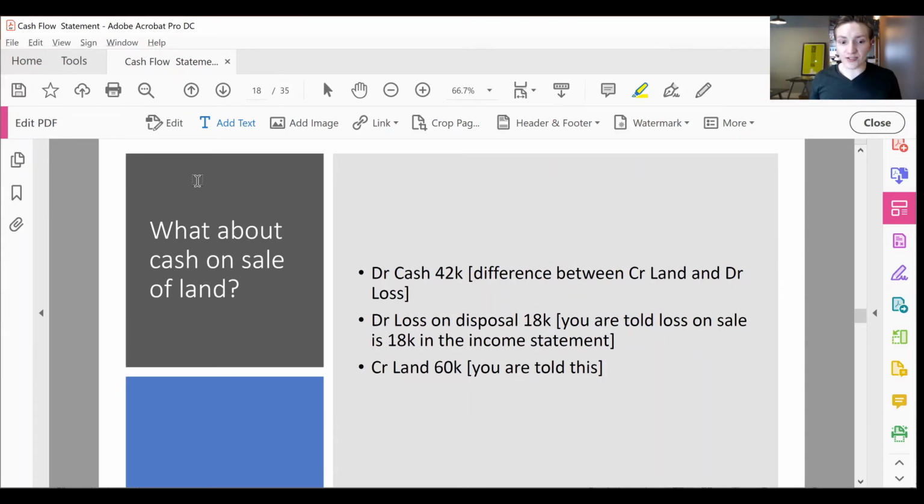In order to construct this, what we need to think about is the journal entries. For our journal entries, what we have here is a credit to land of 60K. This arises because we sold land worth 60K.